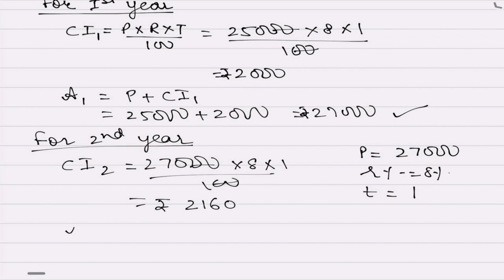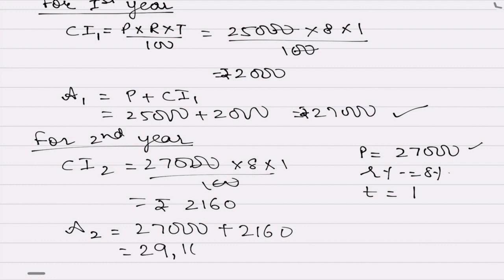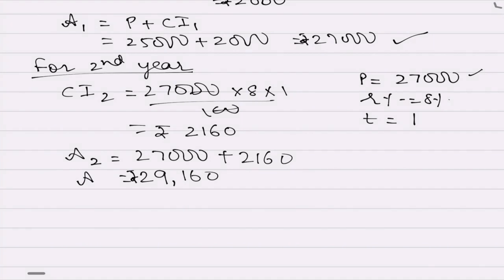Now the amount of the second year is principal of the second year plus interest. So this is equal to 29,160 rupees. So this is the final amount. And now we have to calculate the compound interest. There are two ways to calculate the compound interest, that is compound interest for the 2 years.